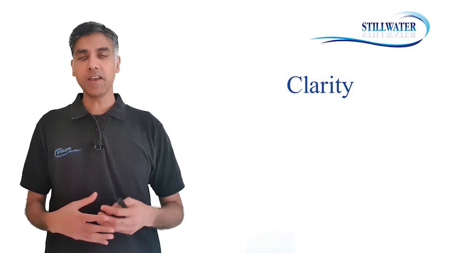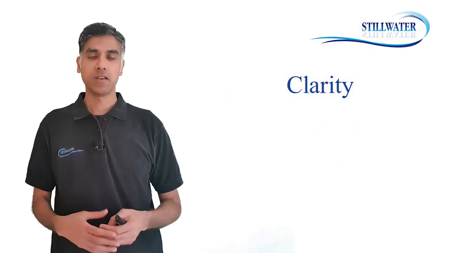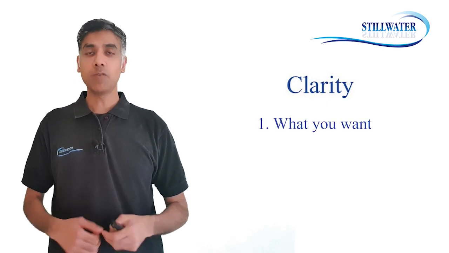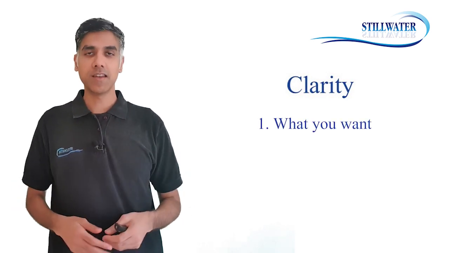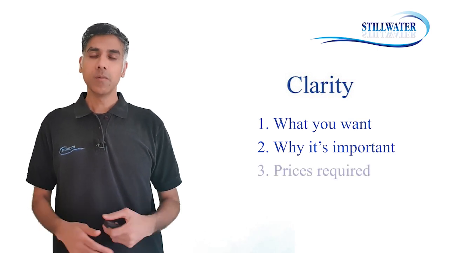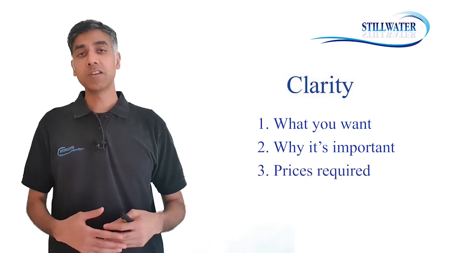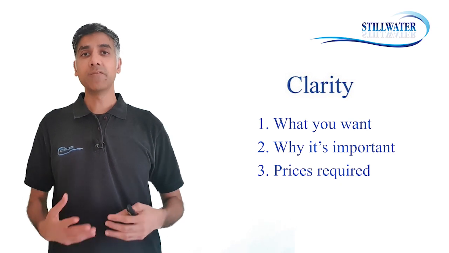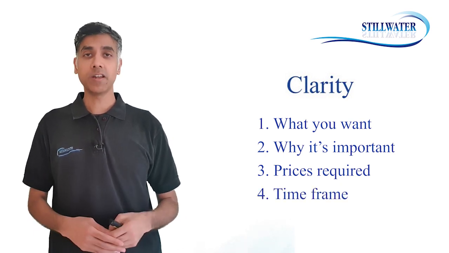Clarity, in the way we define it, consists of 4 things. 1, being clear of what you want in granular detail. 2, being clear on why it's important. 3, being clear on the prices you're willing to pay in order to achieve your goals. And 4, being clear on the time frame.